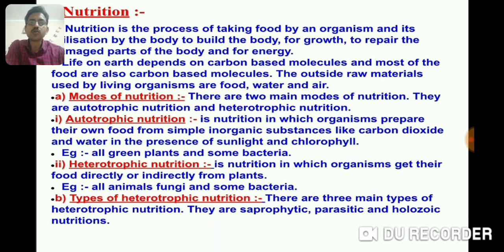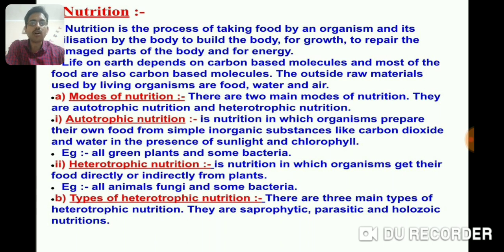Life on earth depends on carbon based molecules like glucose, and most of the food are also carbon based molecules, that is protein, carbohydrate, fats, which are the main nutrients of any food. The outside raw materials used by living organisms are food, water, and air.